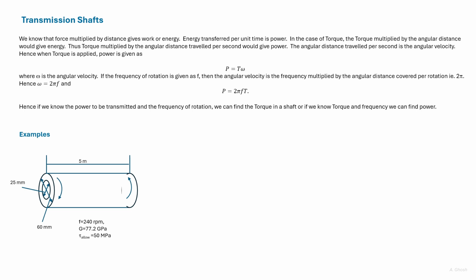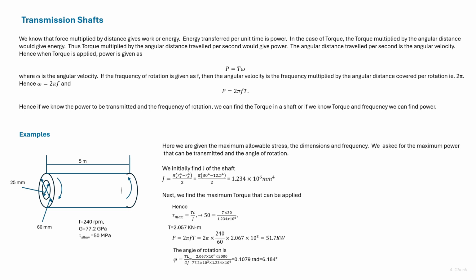If the frequency of rotation of a body is given as f, then the total angle covered is 2 pi f per second. So the angular velocity is given as 2 pi f. So power is equal to torque times omega, where omega is given as 2 pi f. So power is given as 2 pi f T.